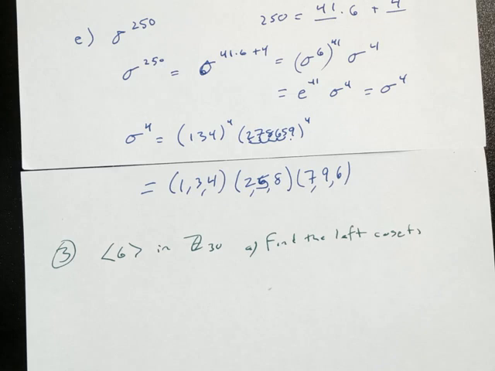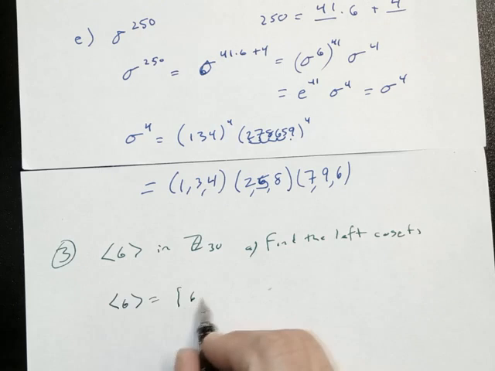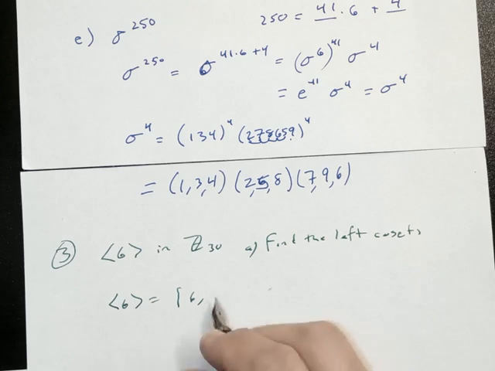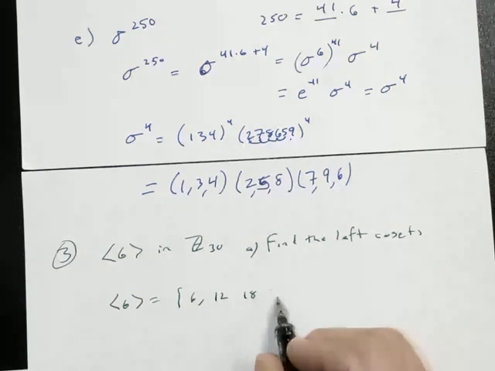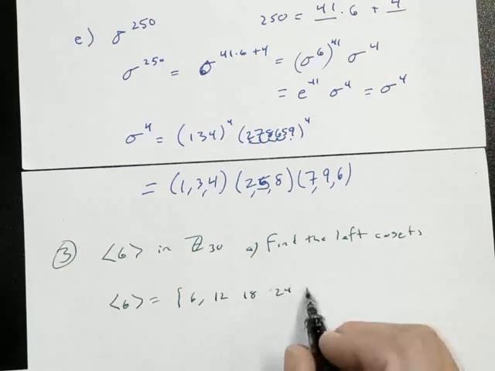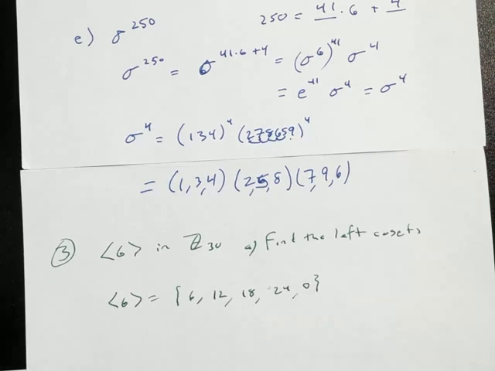You want to find the whole set generated by 6? Yes, that's where I have to start. So I need the subgroup generated by 6. So I start with 6. What do I do? 12, 18, 24, 30. But 30 is 0 in this universe.